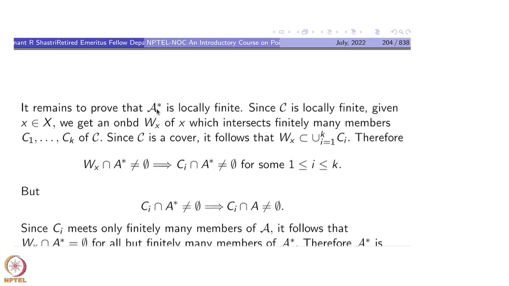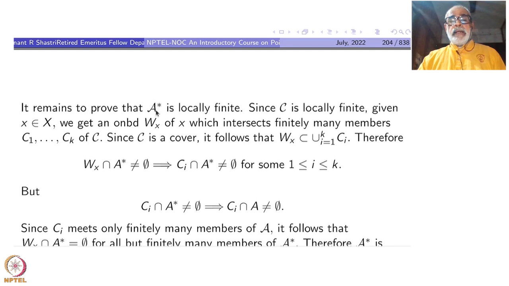We want to finally prove that A star is locally finite. Take a member of A star, say A star. Suppose WX intersects A star, so WX intersection A star is non-empty. But WX is contained inside this union. Therefore, one of the C_i intersection A star must be non-empty. It may happen for several of them, that doesn't matter, but at least one i for which C_i intersection A star is non-empty must exist.